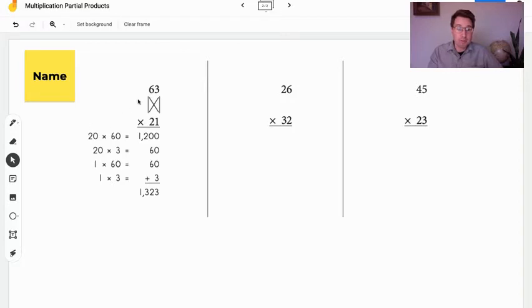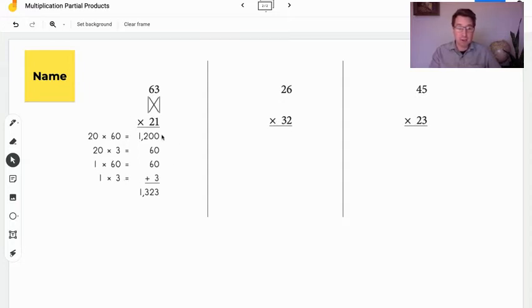So if I were doing this one, I would do the tens times the tens first. So 60 times 20. I know that 6 times 2 is 12, and then there are 2 zeros left, so it's 1,200. My second step is the tens place times the ones place, so that's going to be 20 times 3. 2 times 3 is 6, and then we still have the 0, so it's 10 times greater, so it's 60. Then I'm going to do again the ones place times the tens place. 1 times 60 is 60. And the ones place times the ones place is my last step. 1 times 3 is 3.